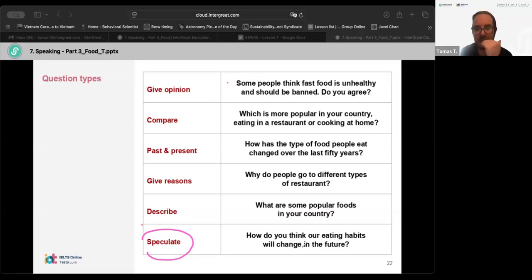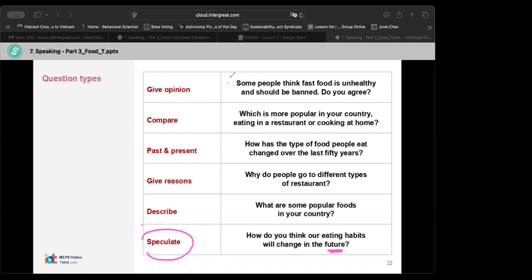For example, number 6, I know this is speculate because it tells me to think into the future, and I know speculate means about the future. So how do you know this question is opinion? Do you agree?